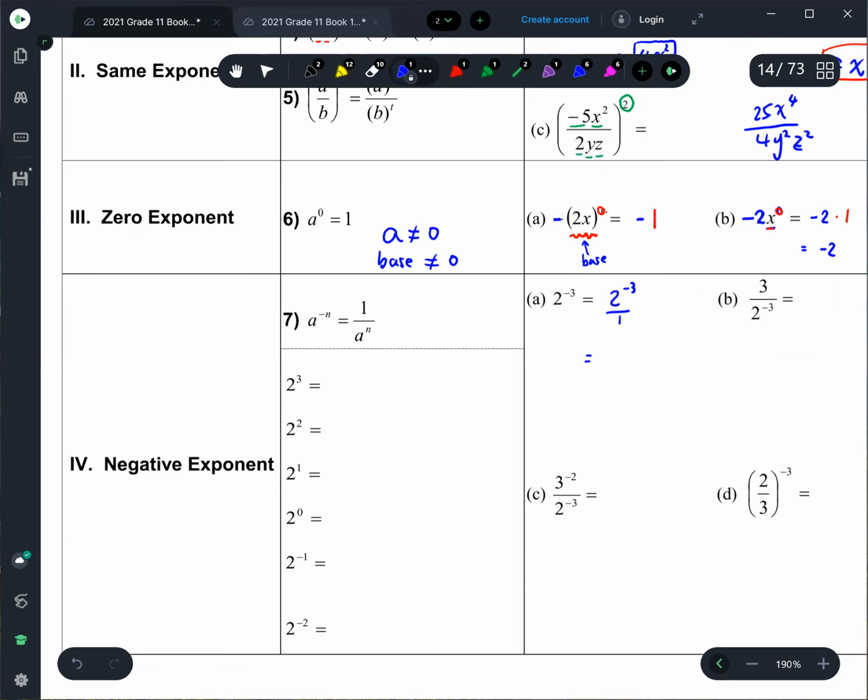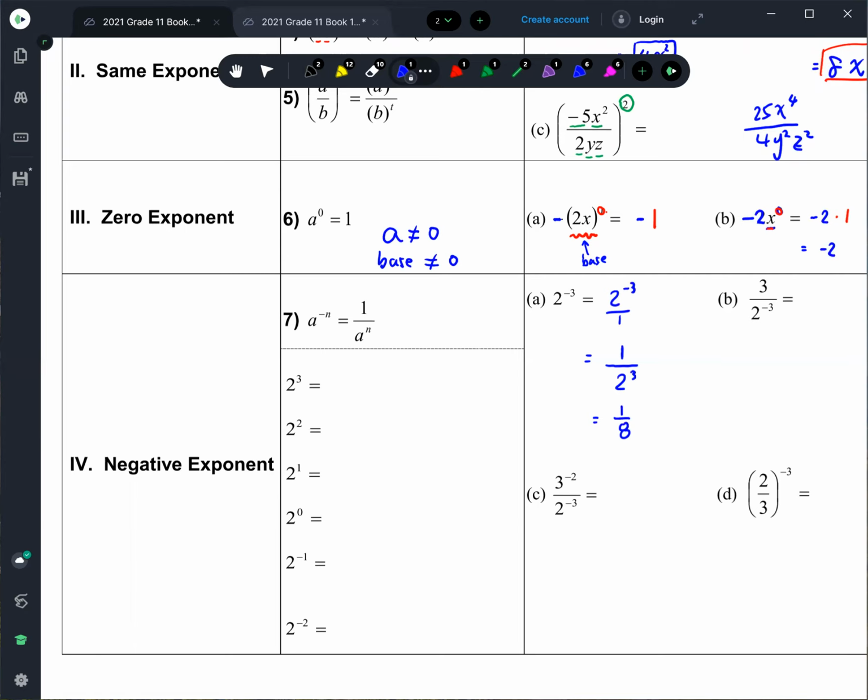So move to the other side and you make the exponent positive. You change the sign. Used to be negative, become positive. Okay, and then the top is 1. I'll give you 1 over 8, if they ask you to evaluate.